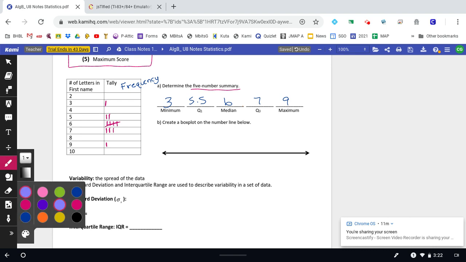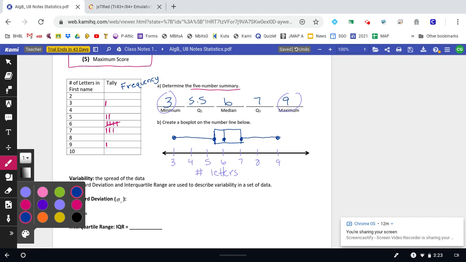All right, so now we're going to make a box plot using those numbers below. All right, so this is number of letters. And we want to make a scale that goes from 3 to 9. So 3, 4, 5, 6, 7, 8, 9. And now we put our dots in. So 3, 5.5, 6, 7, and 9. All right, so we're going to make a box here.